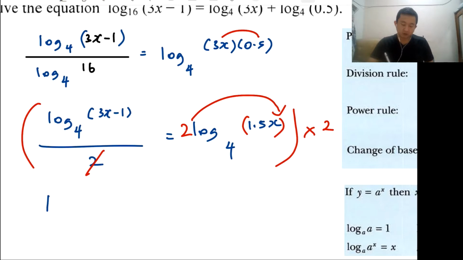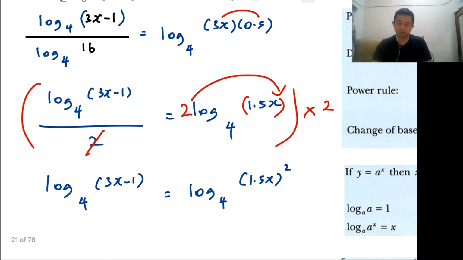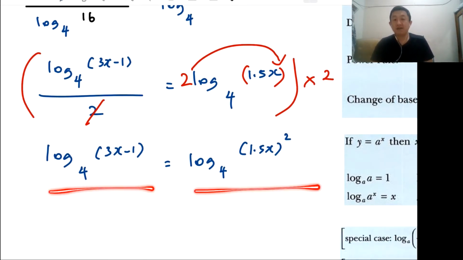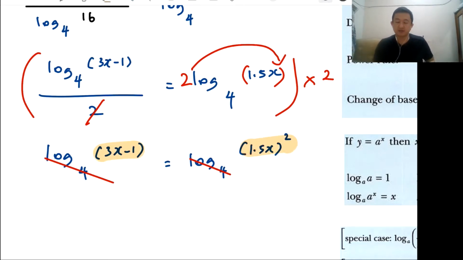So you have log base 4 of 3x minus 1 equals log base 4 of 1.5x with a square. Okay, now you have a single log on the left and a single log on the right with the same base. So you can ignore the log, just compare the values. You can say that 3x minus 1 is the same as 1.5x to the power of 2. So 1.5x squared will be 2.25x squared.